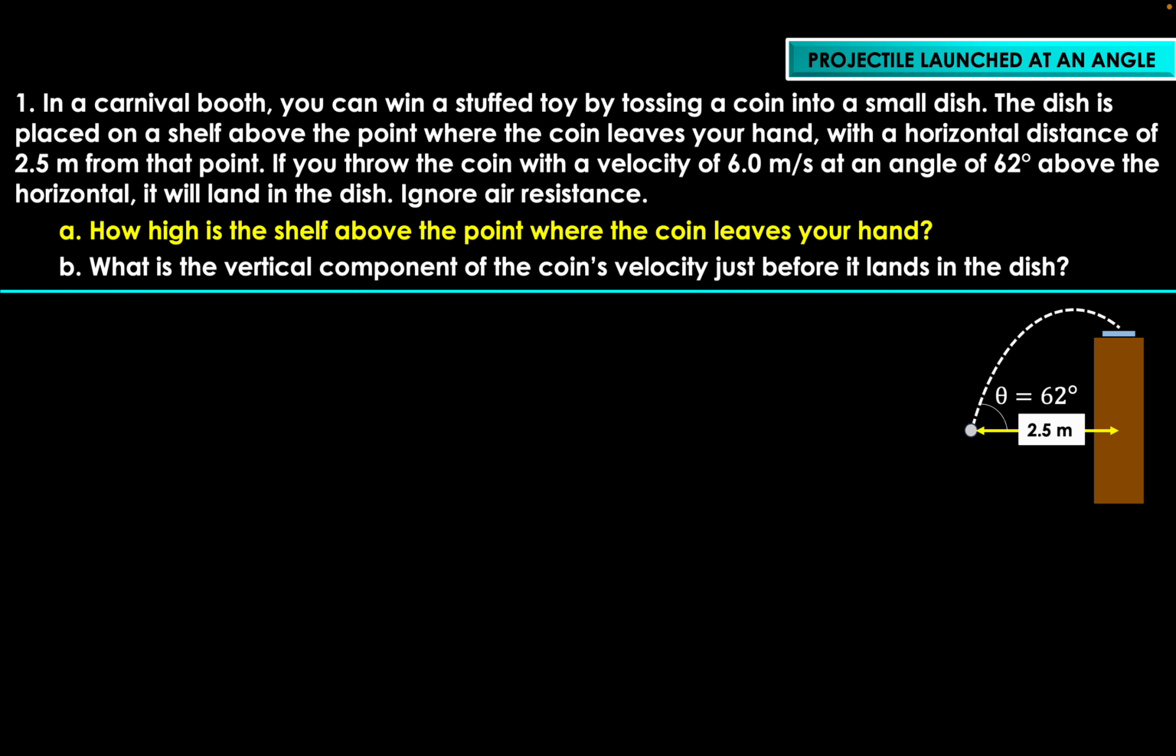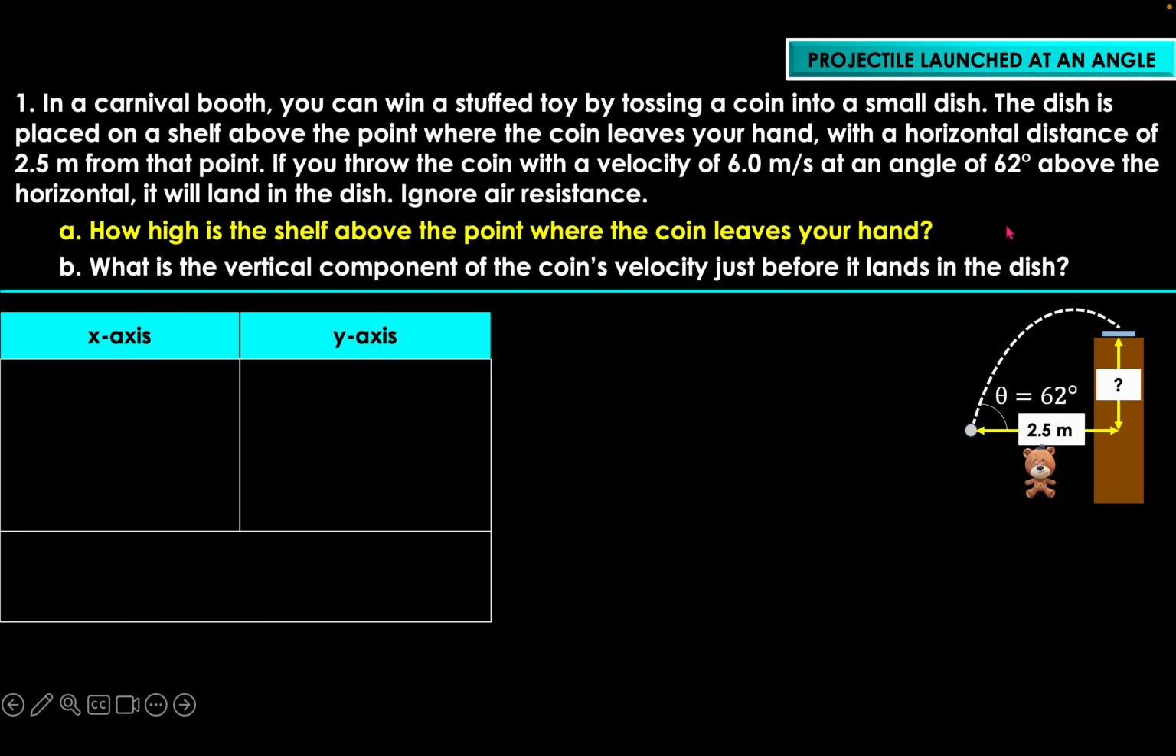And then there's an angle that your initial velocity makes with respect to the horizontal. So that's 62 degrees. By the way, in projectile problems, normally the angle of projection is reported or measured with respect to the horizontal axis. So this is how we visualize the problem. Also, let's write down the givens in a tabulated format. So what we are solving for in letter A is this one: how high is the shelf above the point where the coin leaves your hand?